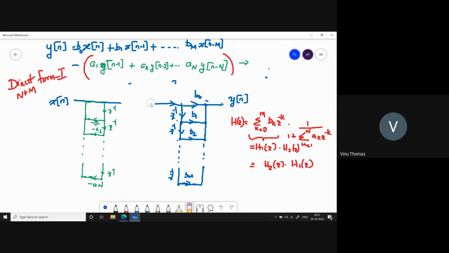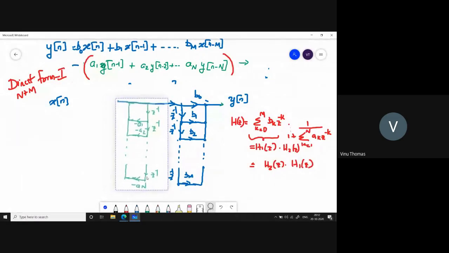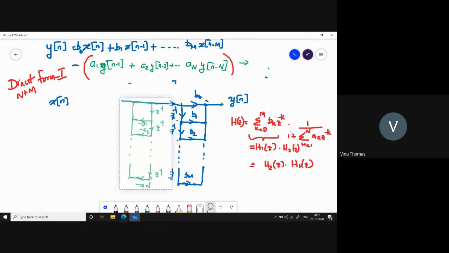I'll take this and put it very close to the structure. So I'll take it closer. So this is the structure that we have now.